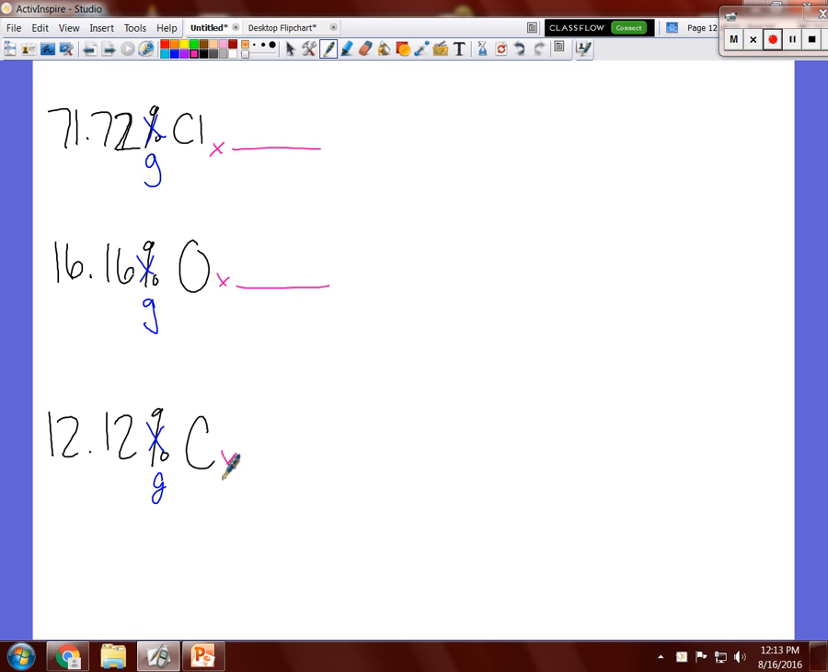What's your next step in all empirical formulas? Convert grams to moles. So we're going to go grams to moles of Cl, and grams to moles of oxygen. I'm not writing the compound in it because we're working within one compound. We're staying in it. So what's your mass of Cl, mass of oxygen, and mass of carbon? Sounds good?